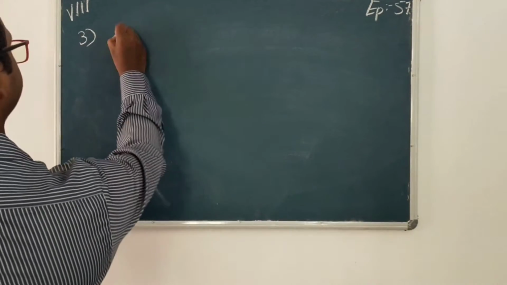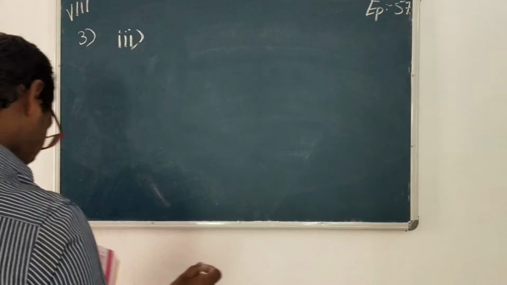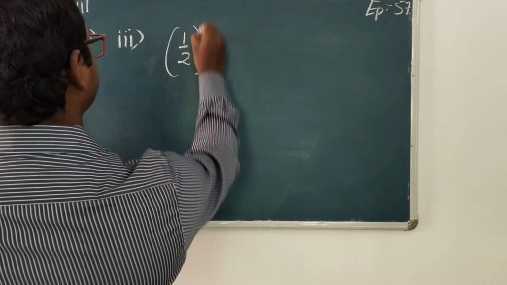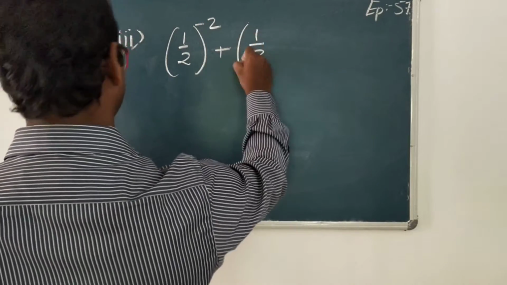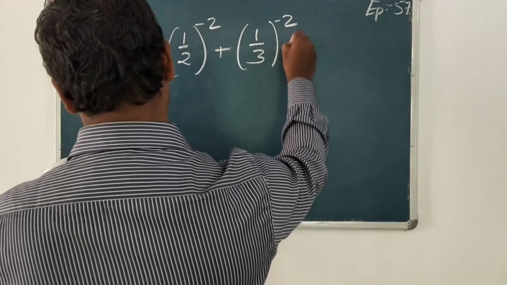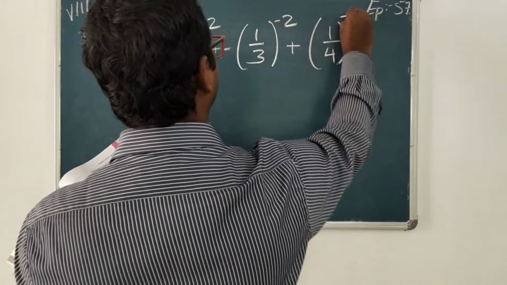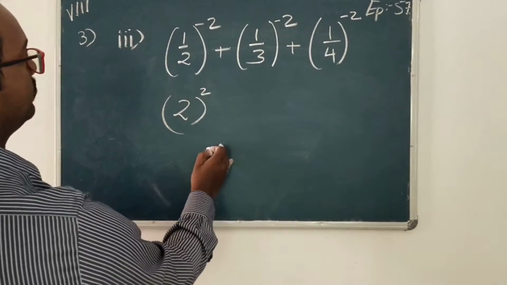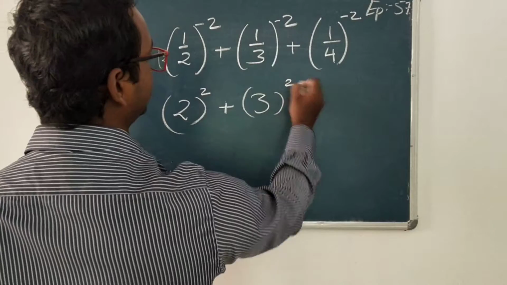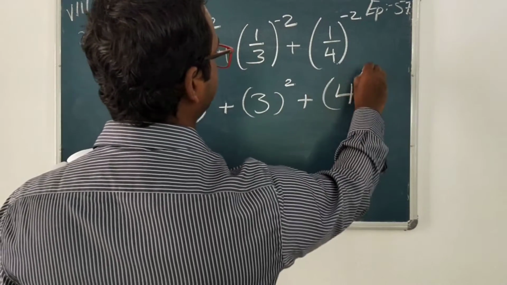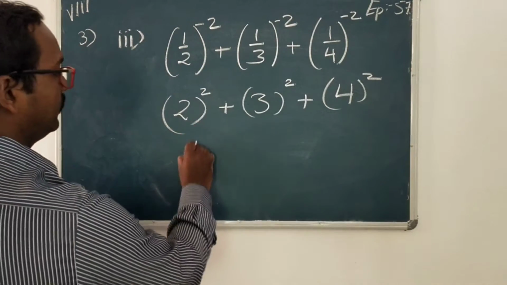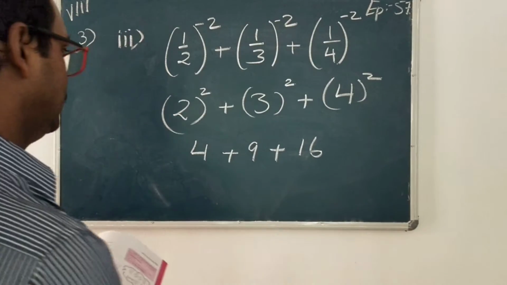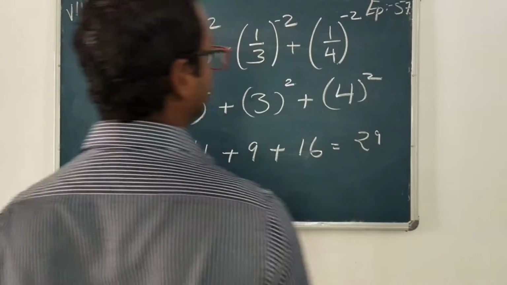Now look at the third one, which is (1 by 2) power minus 2 plus (1 by 3) power minus 2 plus (1 by 4) power minus 2. Here we know what we have to do: we have to take the reciprocal. This will become 2 power 2, this will become 3 power 2, this will become 4 power 2. So 2 power 2 is 4, 3 power 2 is 9, 4 power 2 is 16, so the addition will get 29. So the final answer is 29.